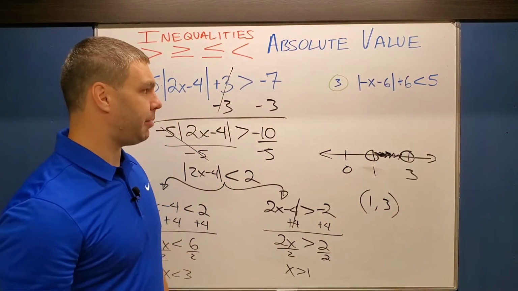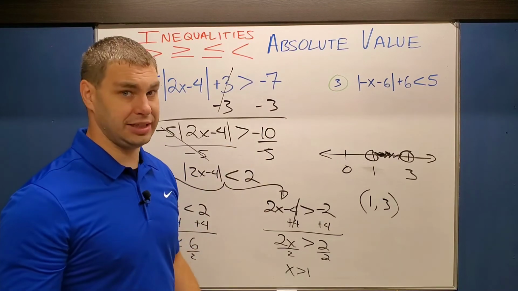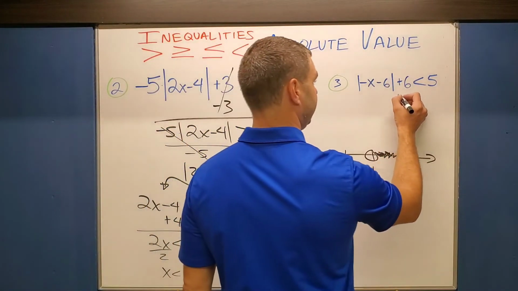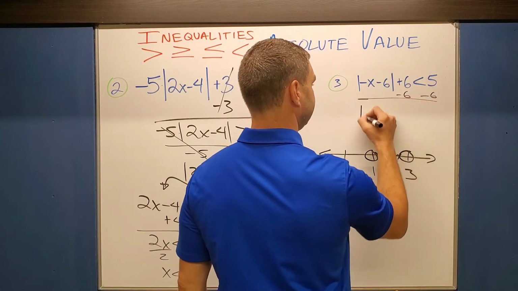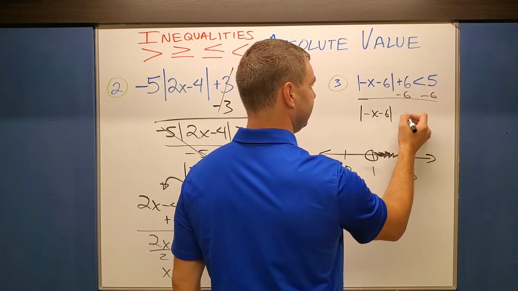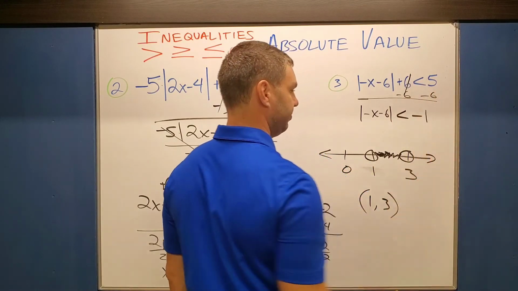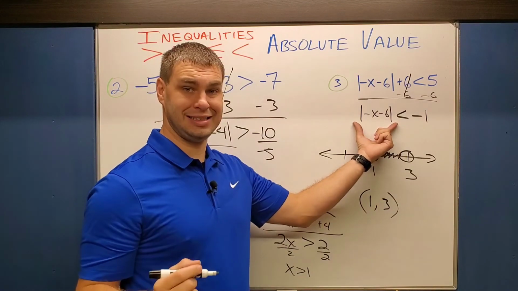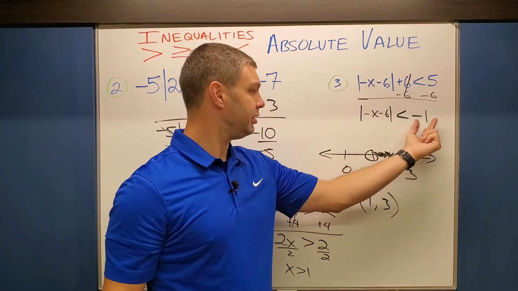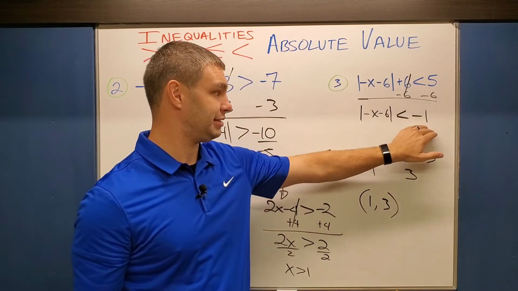All right, now I got a bonus problem up here for you. This is number 3, and this one's not going to take very long at all. I'll show you why. Okay, here, to get our absolute value bars isolated, I'm going to subtract 6 on both sides. I get the absolute value of negative x minus 6 is less than, since those cancel, negative 1. I can stop right there. Remember, absolute value implies distance. Distance can't be negative, so therefore, this is no solution. Absolute value cannot be negative.